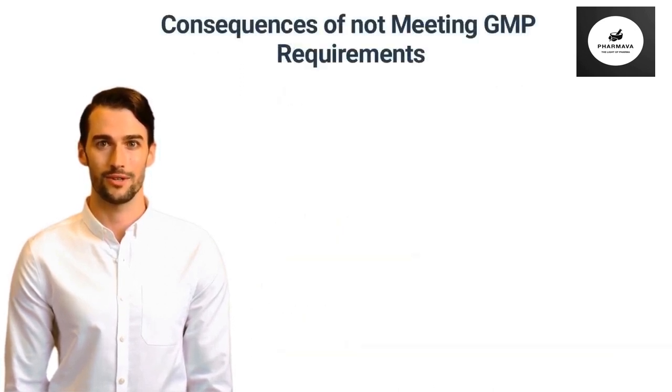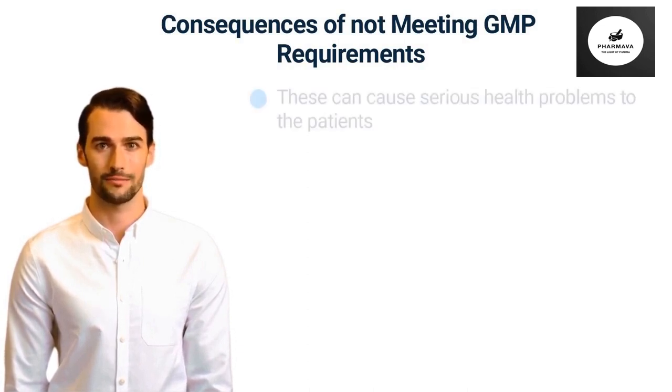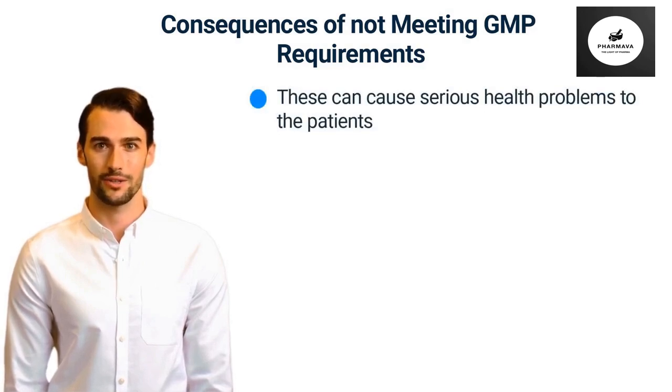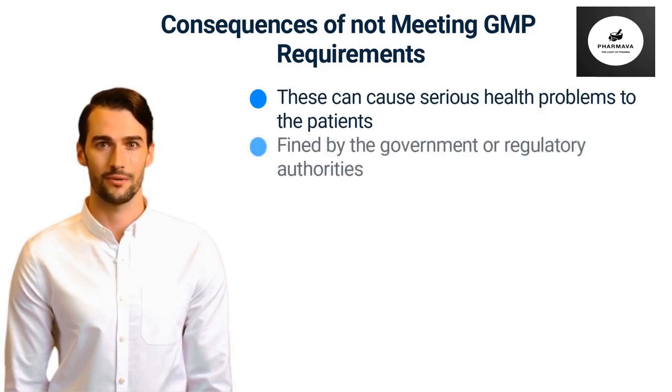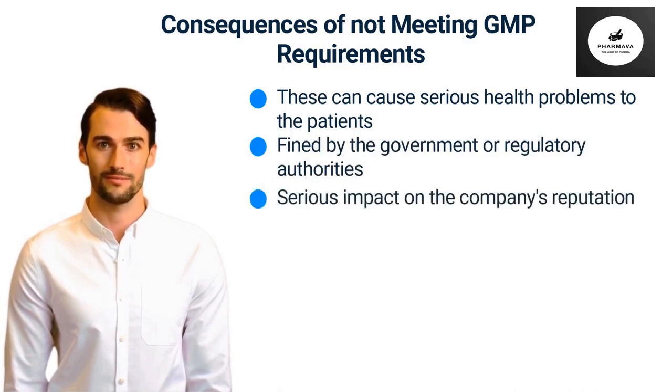Now, let us know the consequences of not meeting GMP requirements. Companies not meeting the GMP regulations may face a lot of consequences. One most important consequence is that the product may not be safe for use, and it can cause serious health problems to the patients. The company could be fined by the government or regulatory authorities. Product failure may cause a serious impact on the company's reputation, which can lead to financial loss for the company.